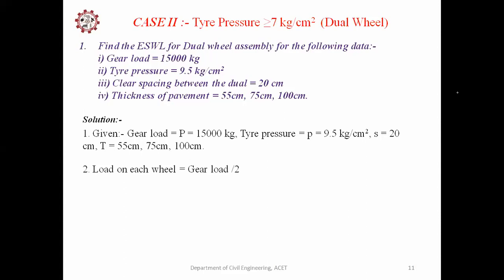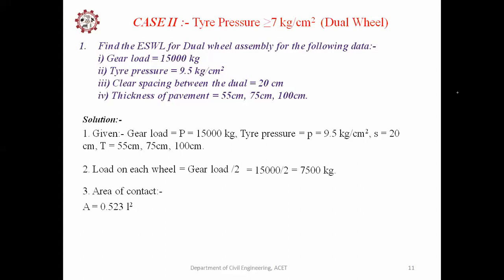Load on each gear, each wheel, is gear load upon 2. Since again it is only a dual wheel assembly, the gear load should be divided by 2. There are only 2 wheels. So you are getting 15,000 by 2 equals 7500 kg.